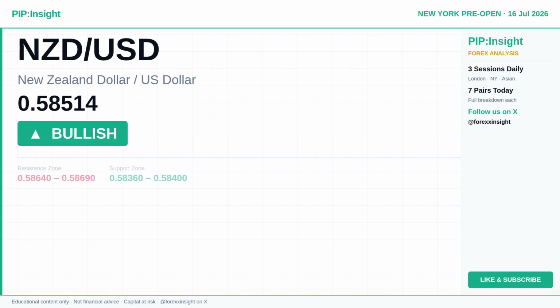Kiwi dollar. The chart is showing bullish structure on this session. The 4-hour trend is to the upside. Resistance is marked between 0.5864 and 0.5869. Support is marked between 0.5836 and 0.584. Here is the full chart breakdown.